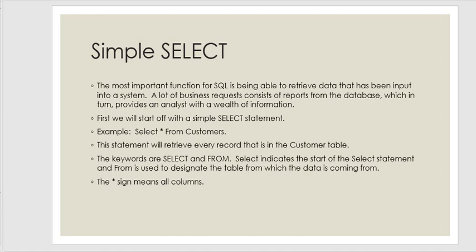The select asterisk from customers is going to retrieve every single record that's in the customer table because the asterisk sign means all records. With the keywords, select indicates that's where you're starting, and then from is going to designate the table.